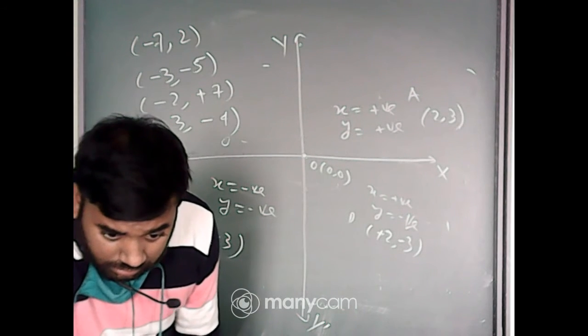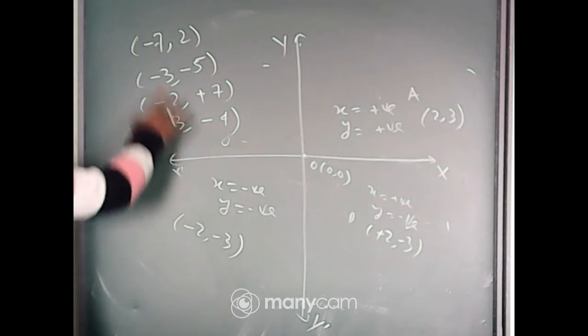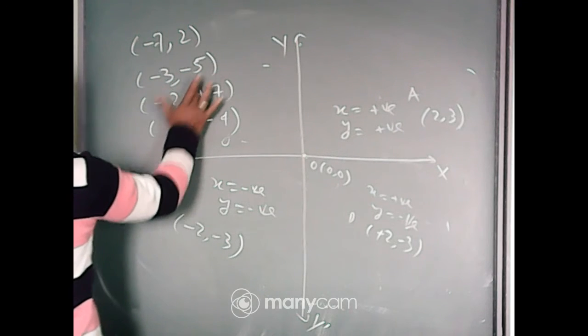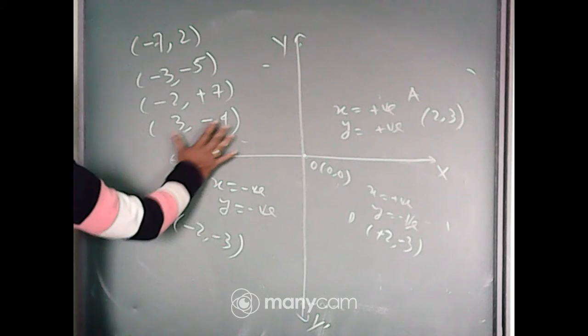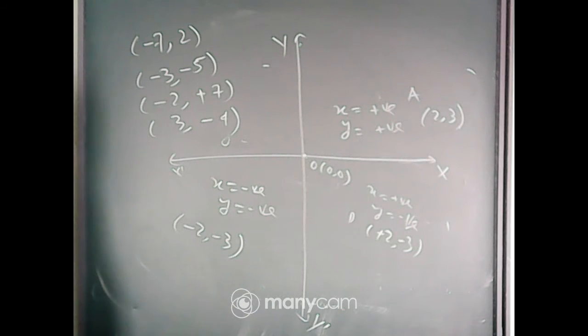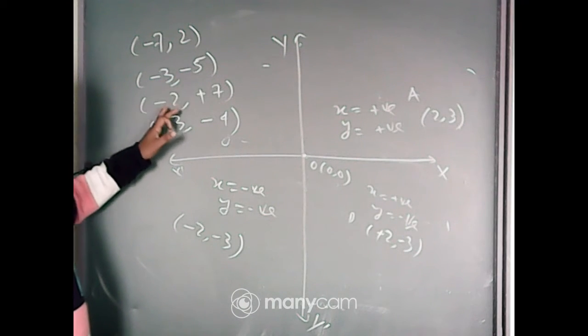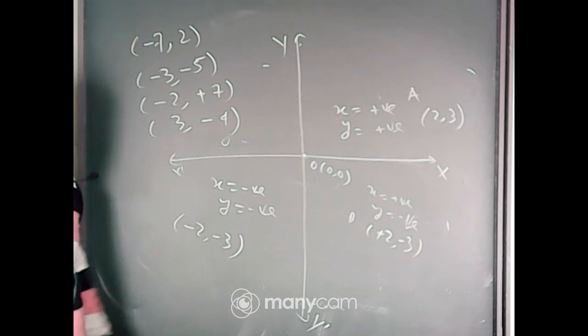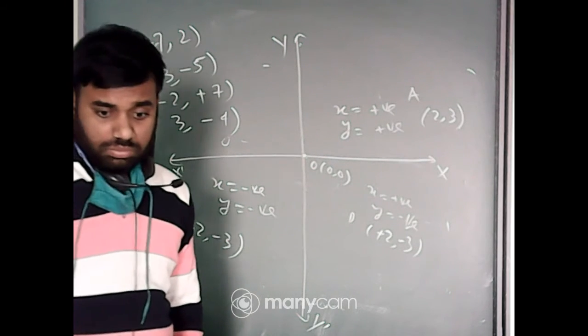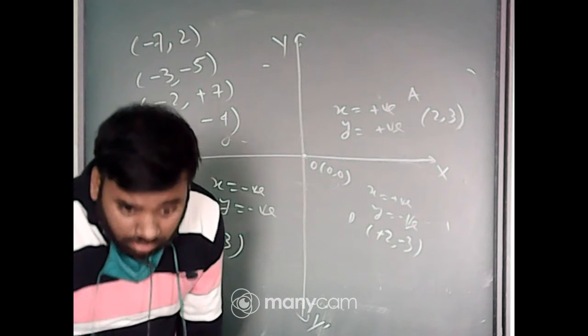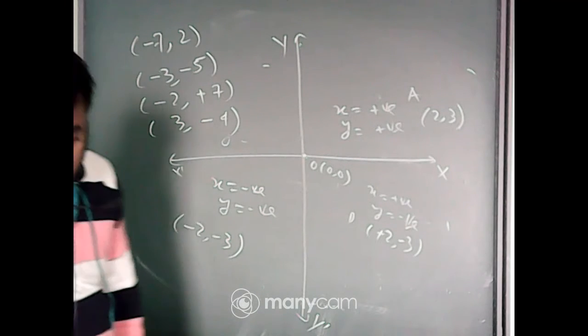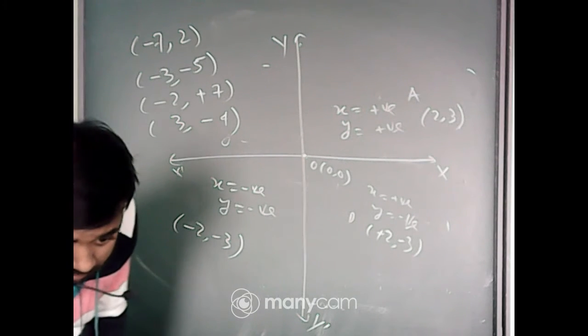Sneha, I am dictating the point. Minus 7, 2, minus 3, minus 5, minus 2, plus 7, and 3, minus 4. Correct it. I am dictating the points. Minus 7, 2, minus 3, minus 5, minus 2, 7, 3, minus 4. Okay. Minus 7, 2. Okay.